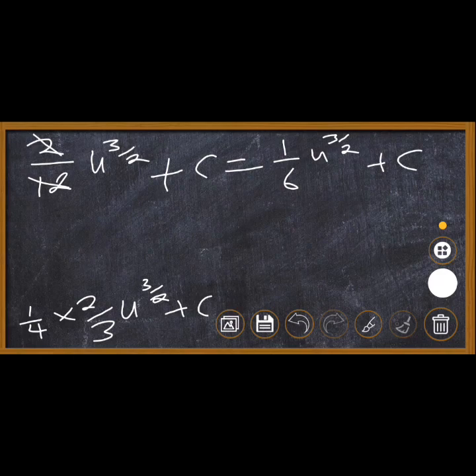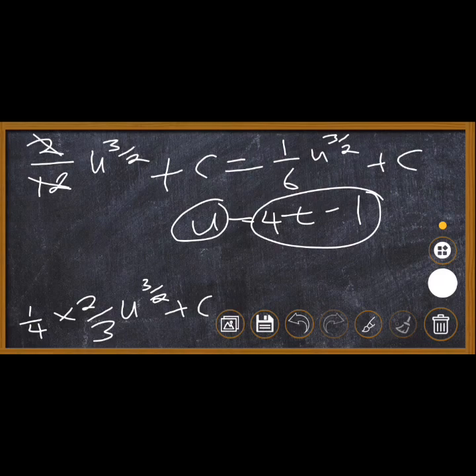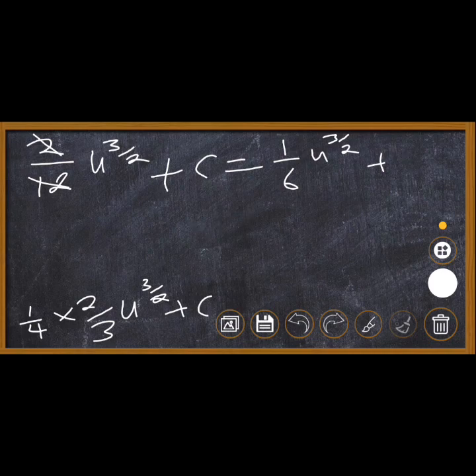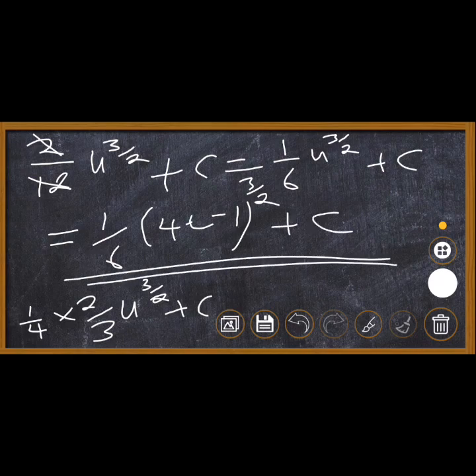Now, if you remember, we said let u equal 4t minus 1. So where there is u, we are going to replace it with this, because this is our original expression. We had just borrowed u so that we can easily integrate. So we get back our 4t minus 1. It's going to be 1 over 6, then 4t minus 1 power 3 over 2 plus the constant c. So this is our solution. That's how we do it.